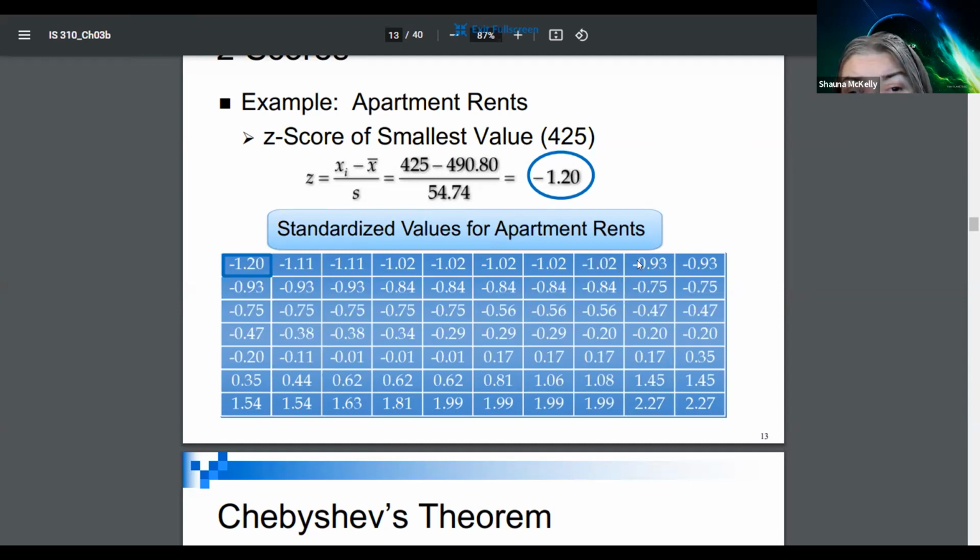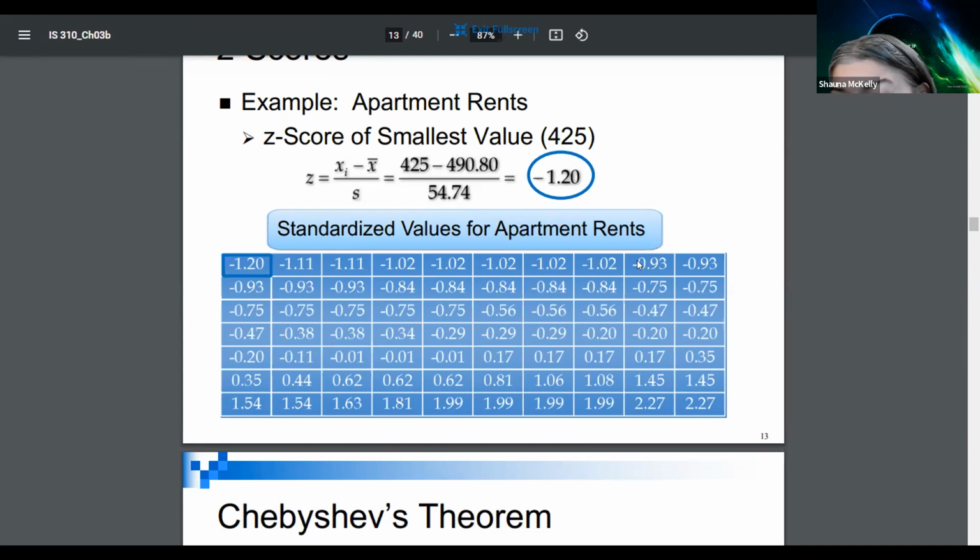490.80 is your mean. So 70 values, the mean of all 70 was equal to 490.80. And the standard deviation was equal to 54.74. But she either got that from the spreadsheet or the calculator, one of the two.